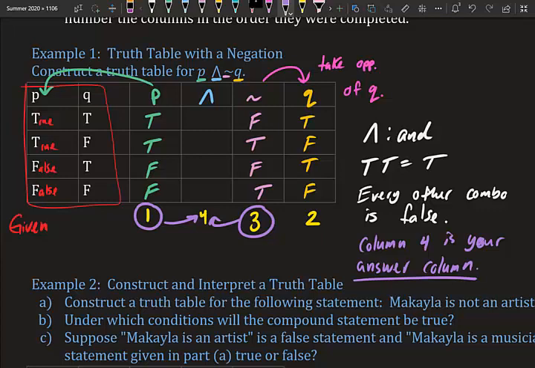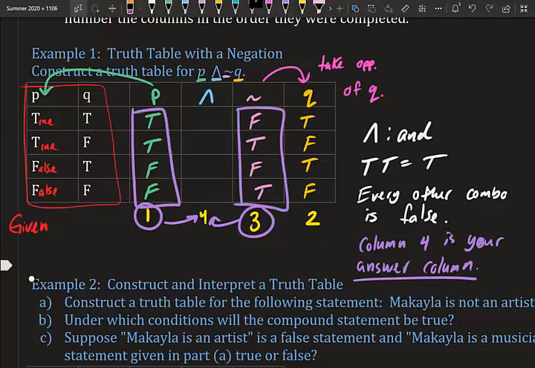It's a false statement. So what we're going to be doing is looking at these two columns, 1 and 3, and it's going to give us 4. So true and false, that is false.